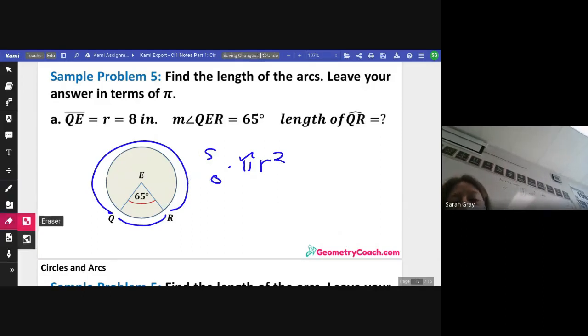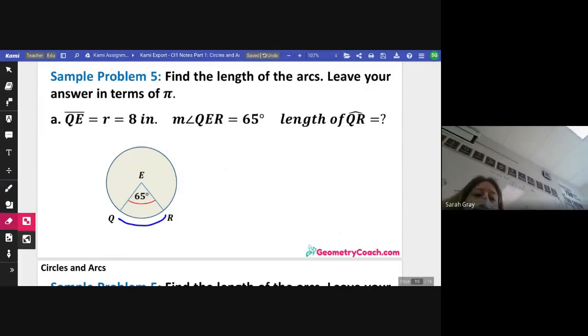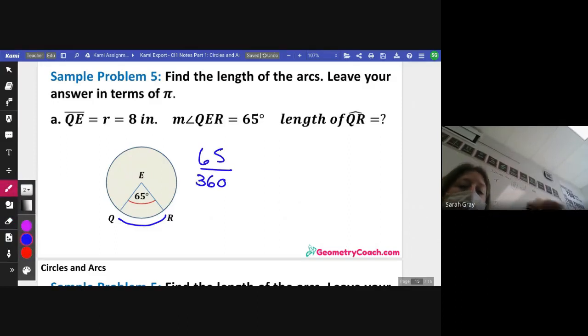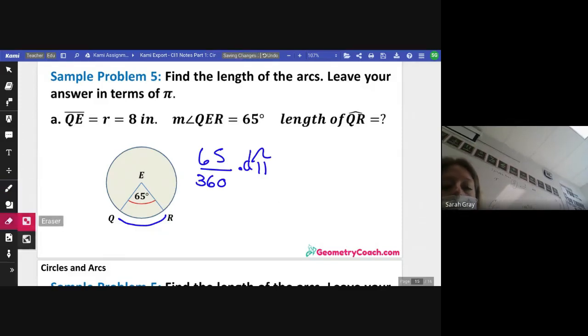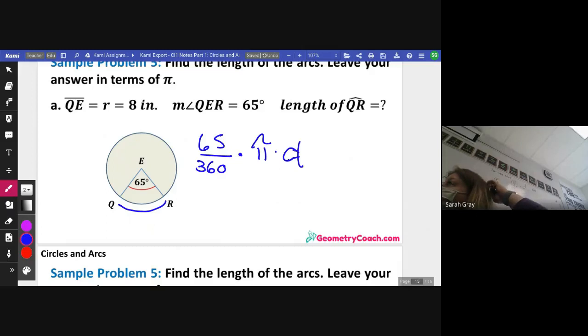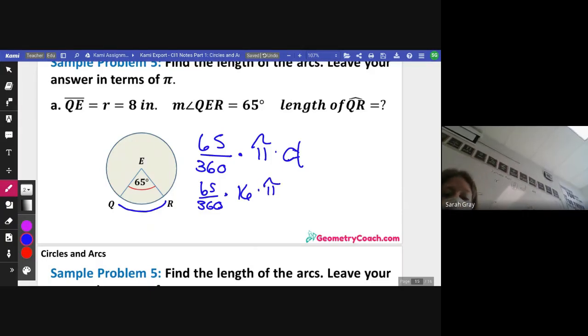I don't want that tool. I want this tool. So we are going to do 65 over 360, the part of the arc we're interested in, times circumference. Why do I do that backwards? Circumference is pi times diameter. We're taking our whole circumference and cutting it into the part that we're looking for. So 65 over 360 times 16, because that's our diameter. And then we're just going to leave pi at the end.